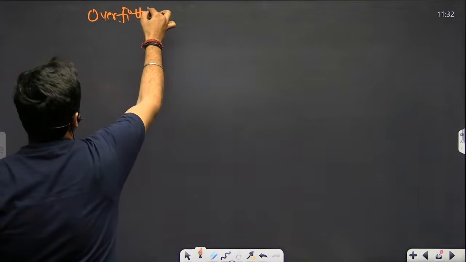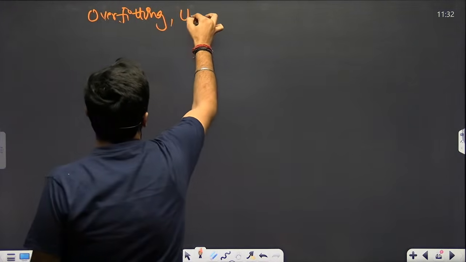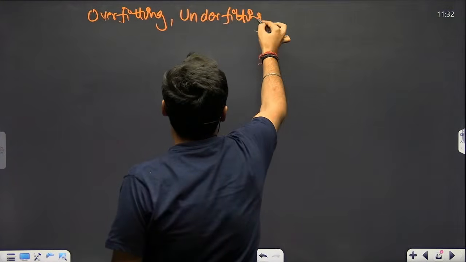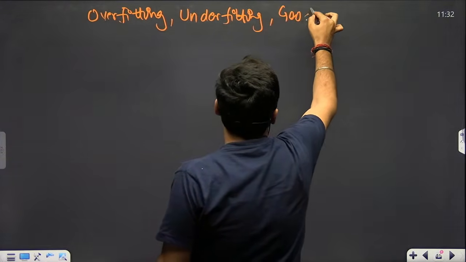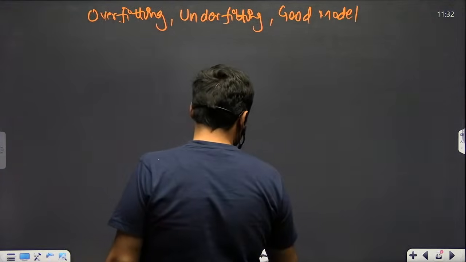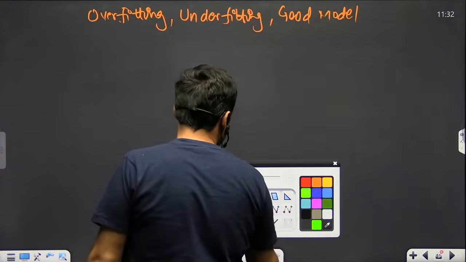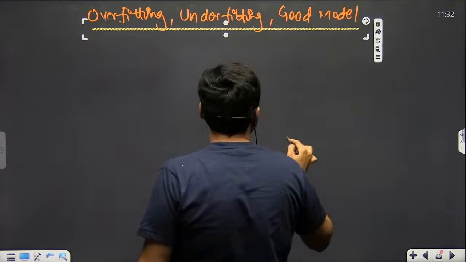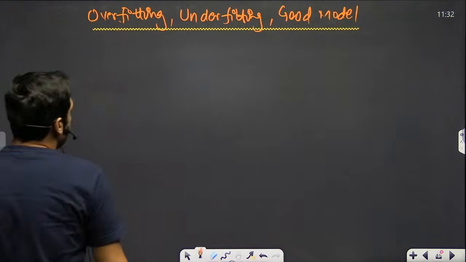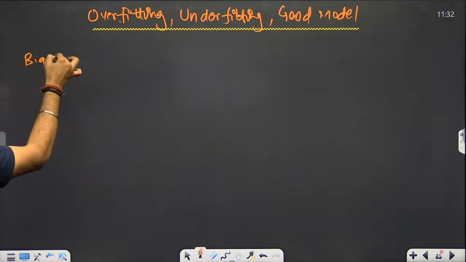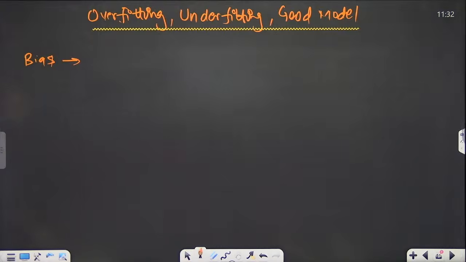underfitting, and a good model. Now, for example, I define certain terms. The first term is bias.